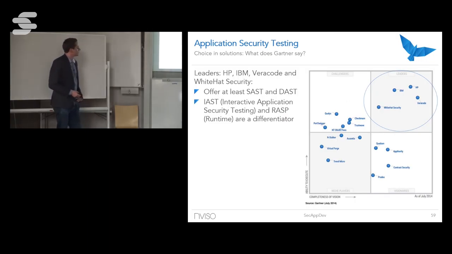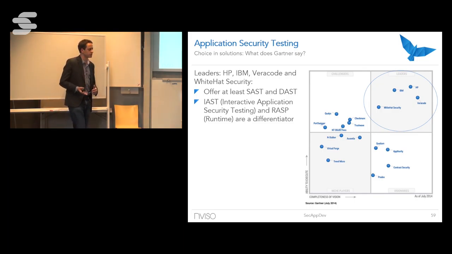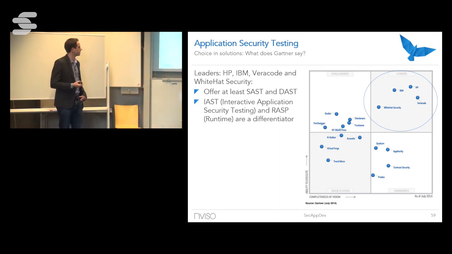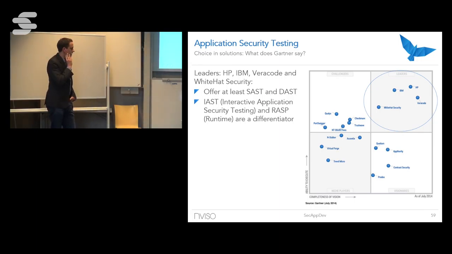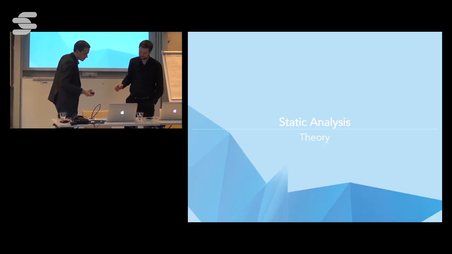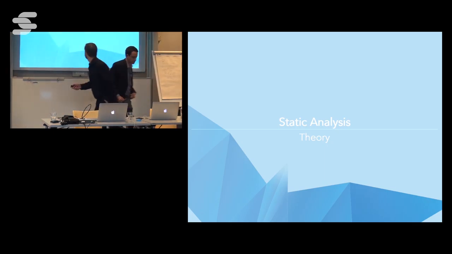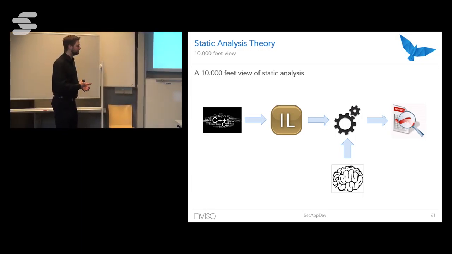Flaws are still a lot of manual work earlier on in the SDLC. Architectural risk analysis is a very important step there. In the Gartner leader quadrant, there are a few key players: HP, IBM, Veracode and WhiteHat Security. They offer both dynamic and static solutions. There's also a bit of a trend towards interactive application security testing, where an agent is installed on the web server and reports back to the tool with live diagnostics, so that's quite powerful. I think for the sake of time, we can switch to the next section.